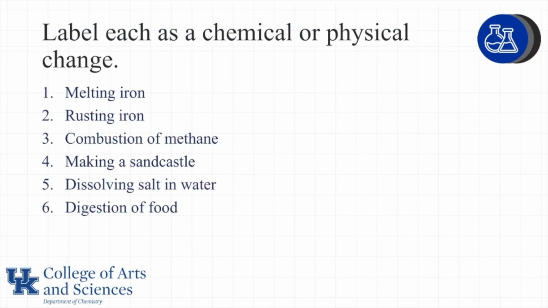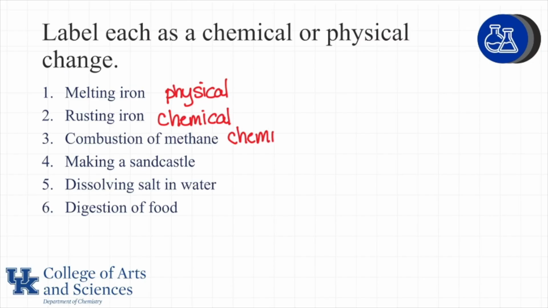Label each of these as a chemical or physical change. Melting iron is a physical change. We're changing from a solid to a liquid, so we're not changing the chemical composition. Rusting iron is a chemical change because we're actually changing the composition of the substance. We're going from iron, which is reacting with oxygen, to form iron oxide.